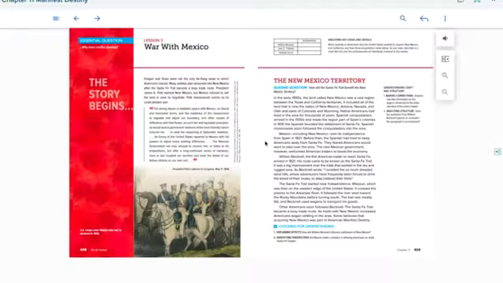Mexico, including New Mexico, won its independence from Spain in 1821. Before then, the Spanish had tried to keep Americans away from Santa Fe. They feared Americans would want to take over the area. The new Mexican government, however, welcomed American traders to boost the economy.